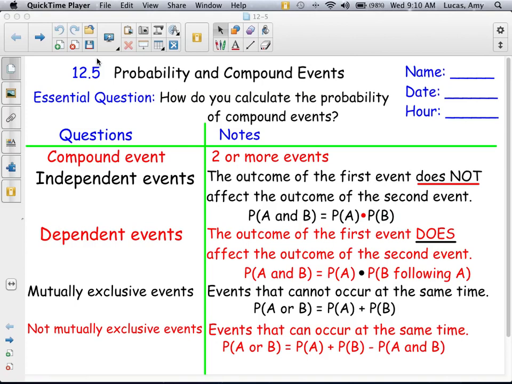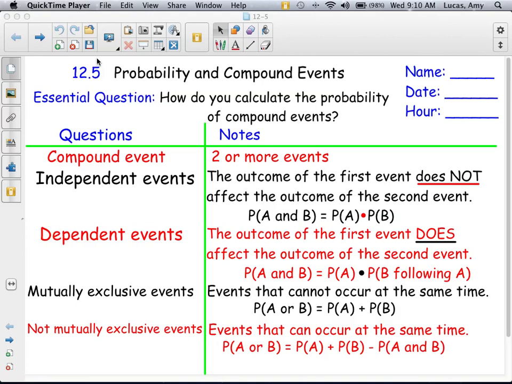It all depends on if you replace the first card that you've drawn, meaning you put it back in the deck, or if you keep it out. Or if you're drawing something out of a hat or out of a bag, like marbles, if you draw out a marble and you keep it out, that's going to affect the probability for the second event. So we'll have some examples a little bit later. Hopefully it will all make sense to you.